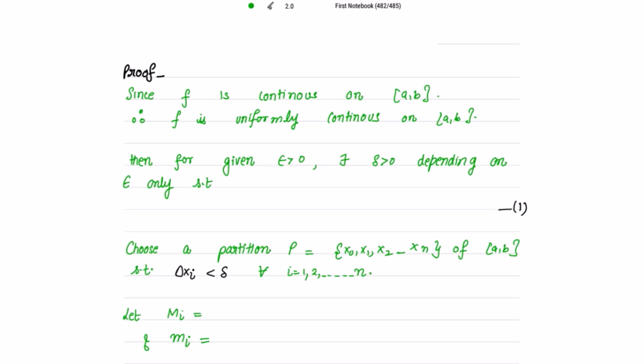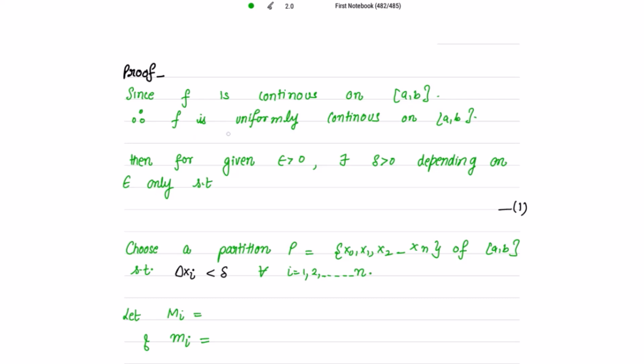Then for given epsilon positive, there exists delta positive depending upon epsilon only. This is the definition of uniform continuity. For uniformly continuous, this delta positive depends only upon epsilon, right?